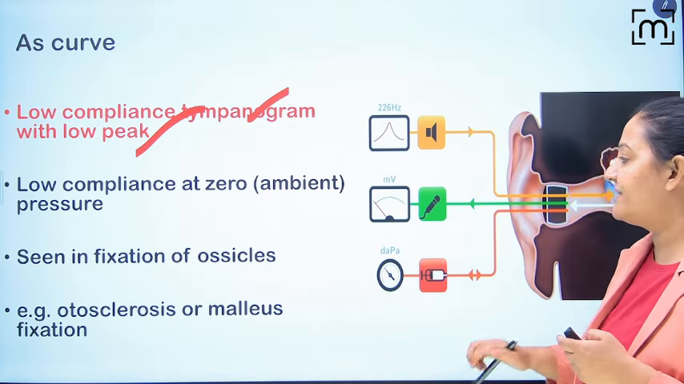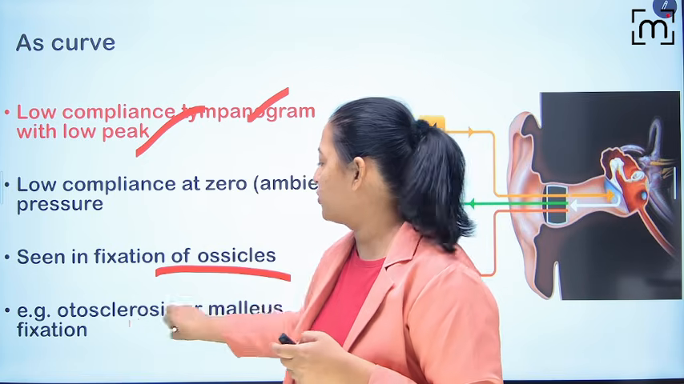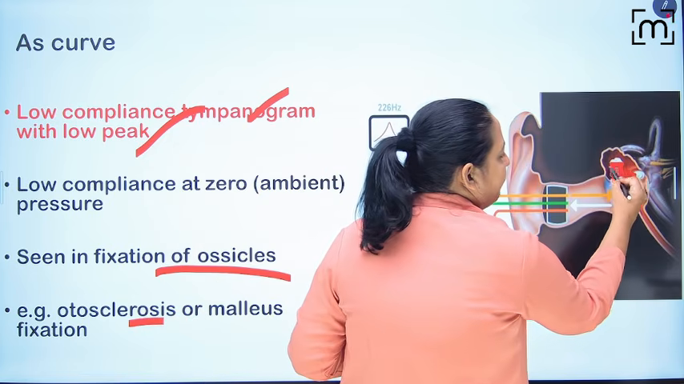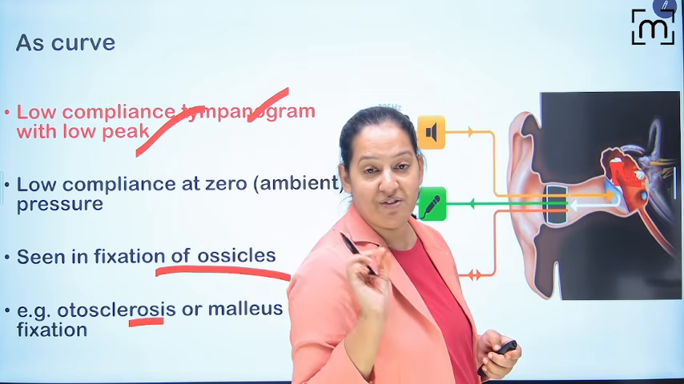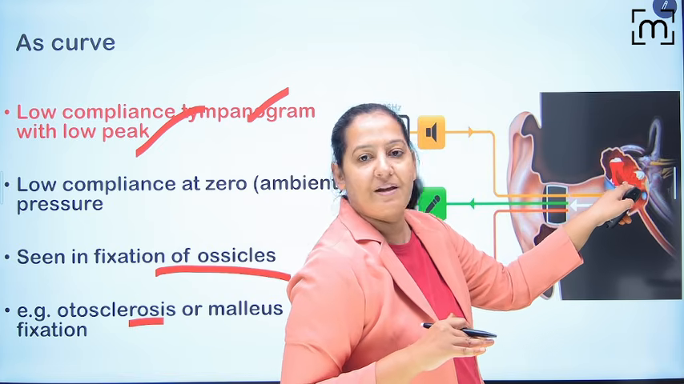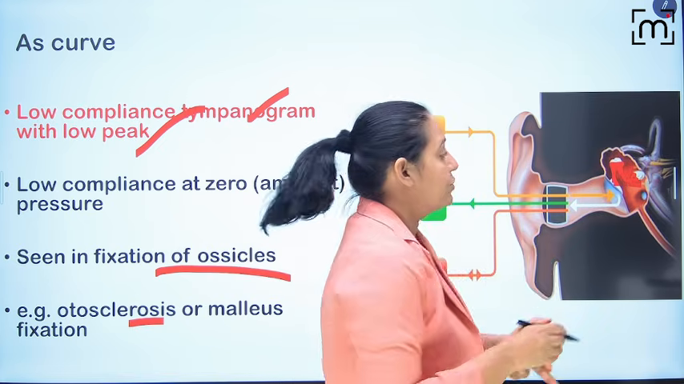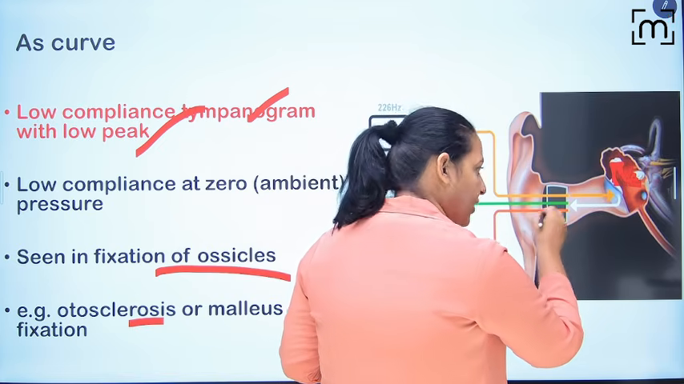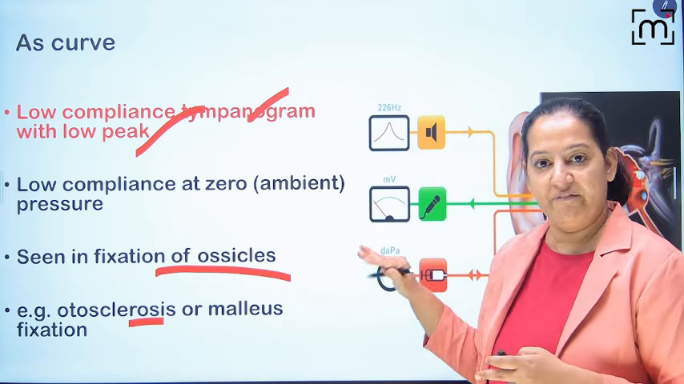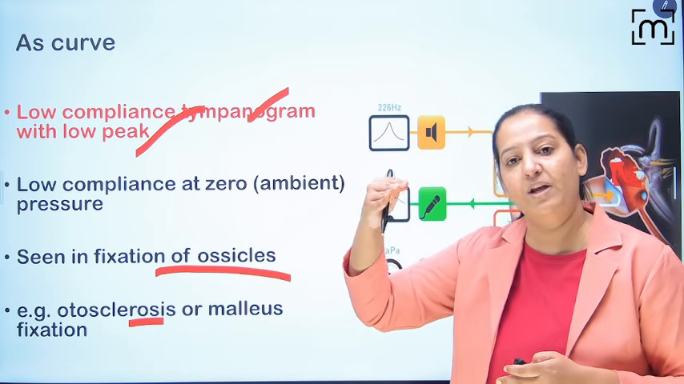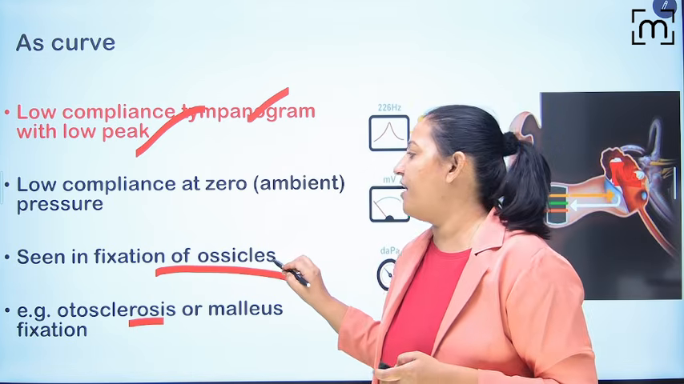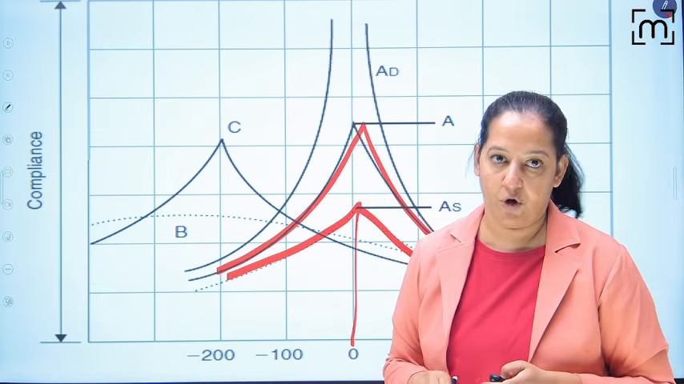Low compliance is seen in fixation of ossicles like otosclerosis. Very important question. For example, these ossicles are fixed. There is a disease known as otosclerosis in which the stapes gets fixed. The footplate of the stapes, I will explain. Suppose they are fixed. So even on increasing or reducing pressure, the compliance will reduce, but at 0 pressure also there is reduced compliance. So you have to learn AS type of graph is seen in fixation of ossicles, otosclerosis.